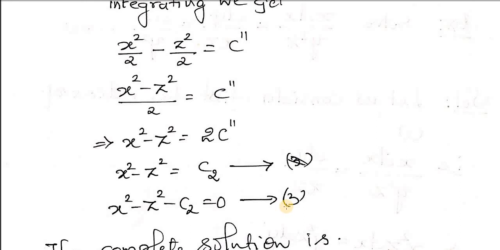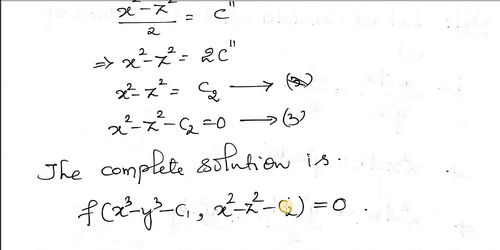So the combination of these two equations, equation 2 and 3, will give us the complete solution of the given exact differential equation. See here, the solution is in the form of f of some parameters. The first solution is x cube minus y cube minus c1, and the second solution is x square minus z square minus c2 equals 0. So this is the complete solution of the given simultaneous differential equation.